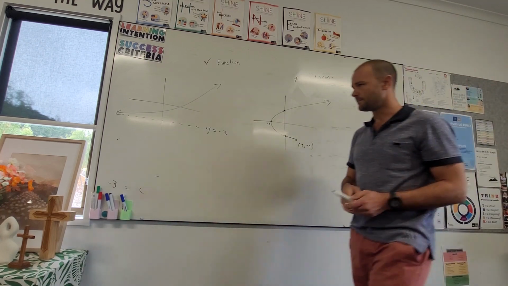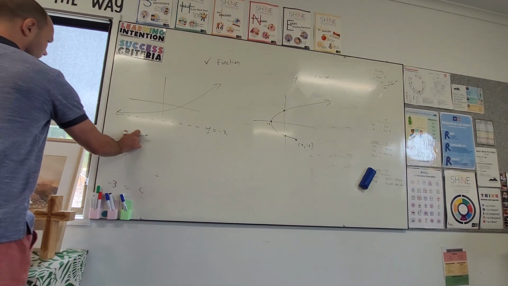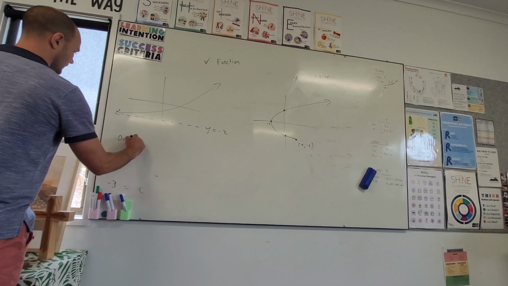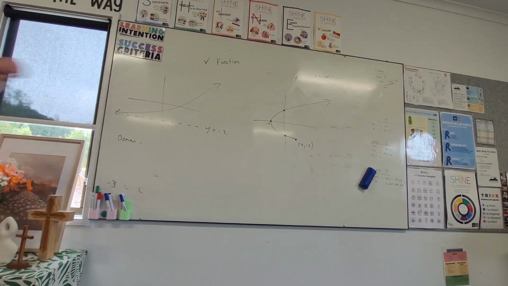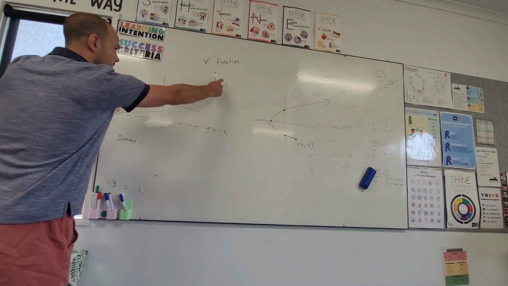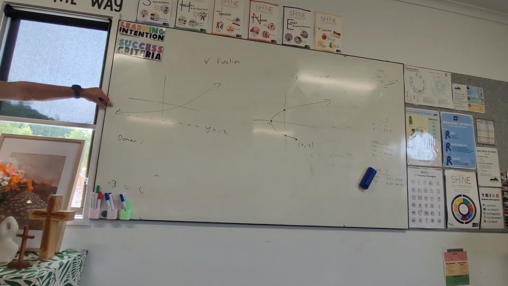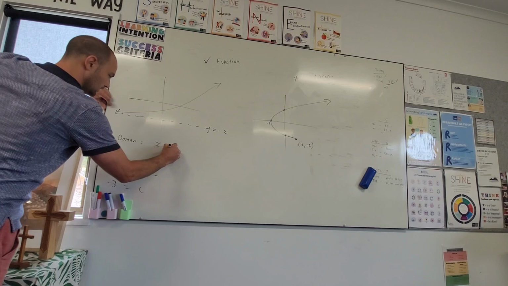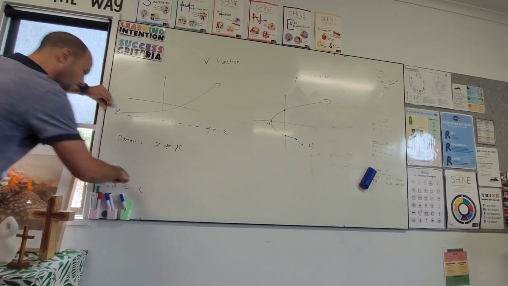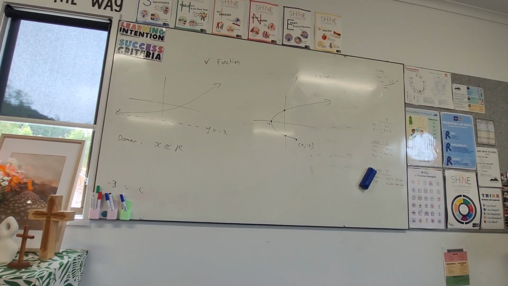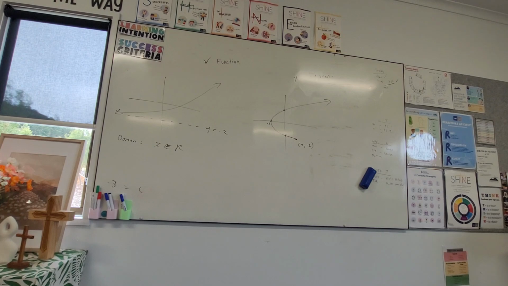The next part says find the domain and range. For our first one here, we've got arrows going in both directions for the x. There are no constraints on x. So we say x belongs to the set of all real numbers. X can be any value.